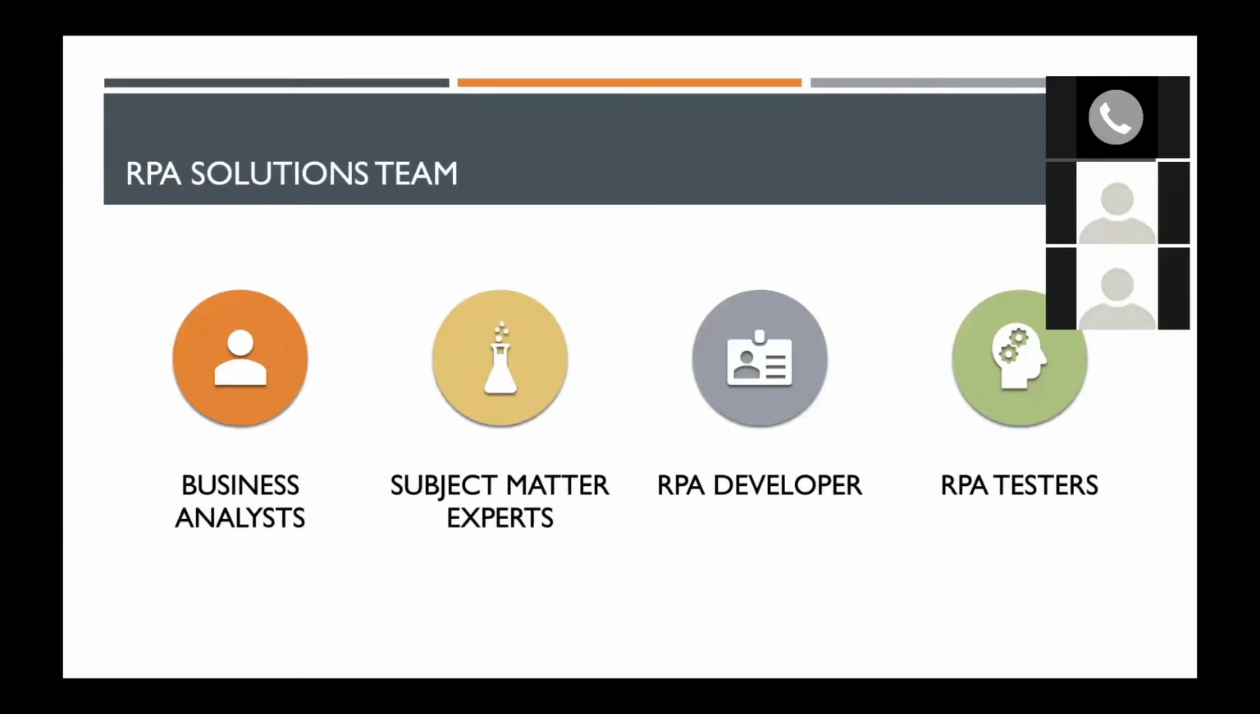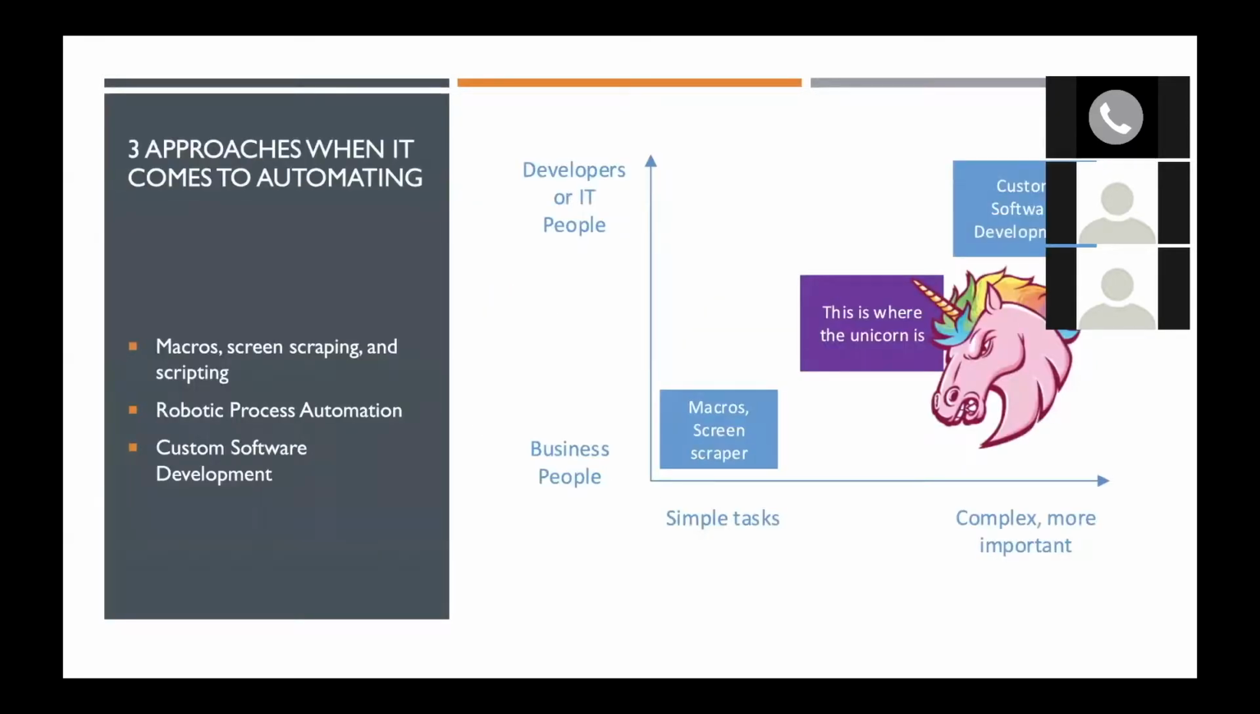And then what's a typical RPA solution theme? Normally it's just the same as what we're used to, which is software development. Just replace software developers or software testers with RPA. That's what it is. So there are 3 approaches when it comes to automating.